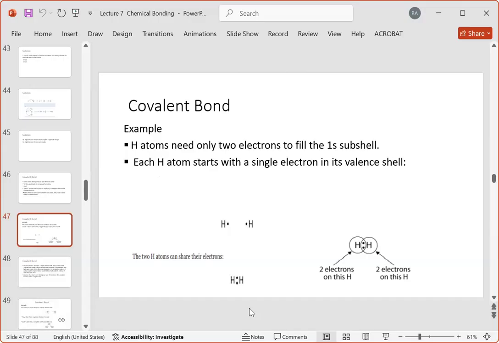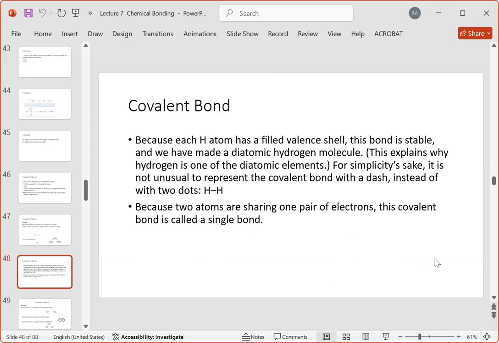They come together and say, you know what, you have one, and me too, I have one. So why can't we share, so that you can have two and I can have two? So they come together and share. Then each hydrogen atom will have two electrons in its atomic shell. This is what we call the covalent bond.